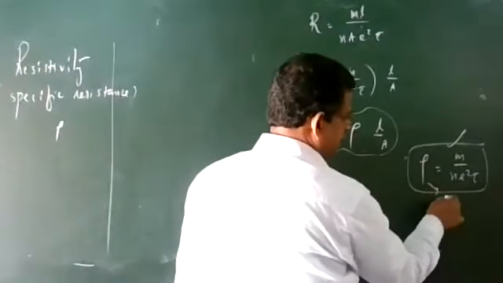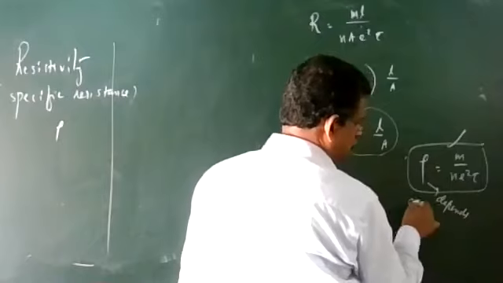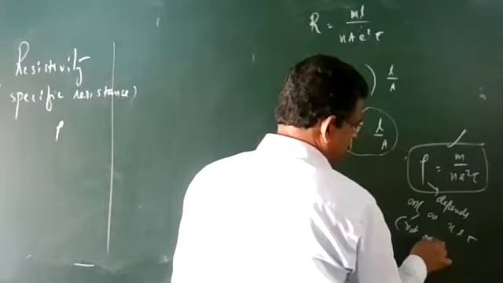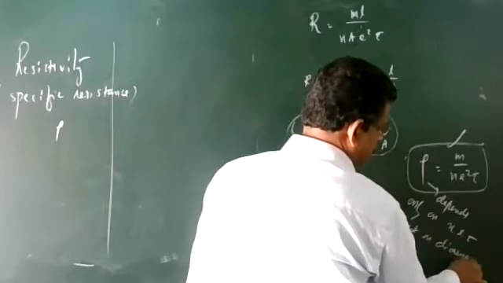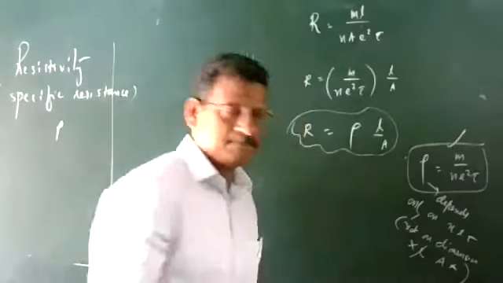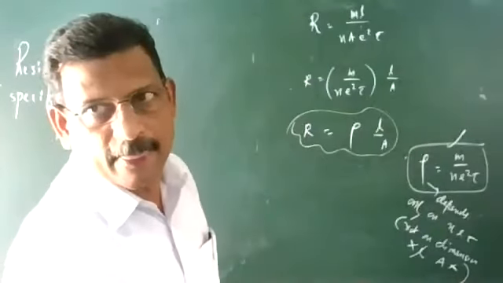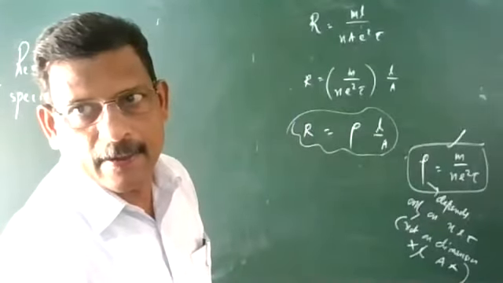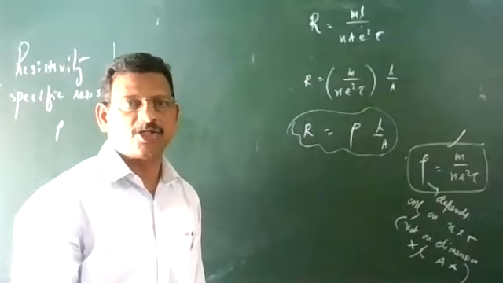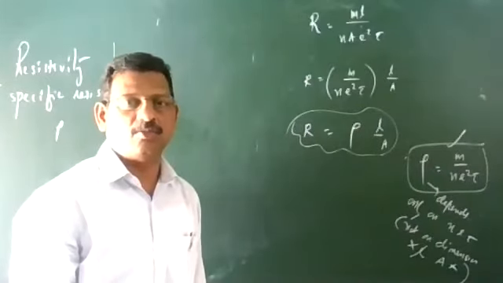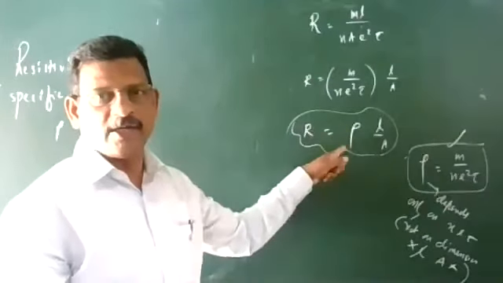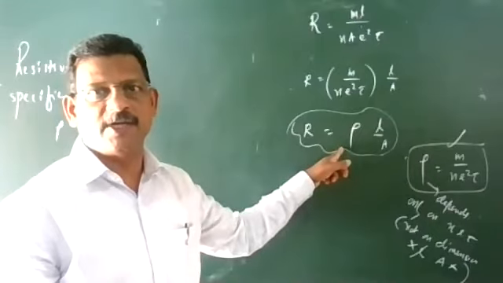So resistivity depends only on n and tau, not on dimensions. Very important. Dimensions means length and cross-sectional area; it does not depend upon them at all. It depends only on n and tau, and of course on the temperature. So this equation you have to learn, and how to define resistivity, which is known as specific resistance.